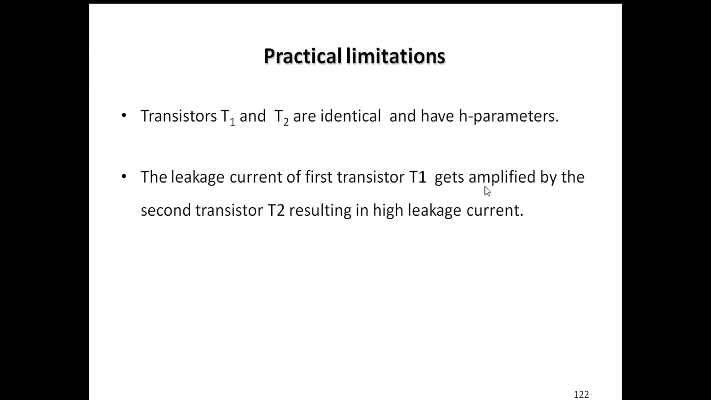The leakage current of the first transistor T1 gets amplified by the second transistor T2, resulting in high leakage current. This is one of the most important disadvantages. As it is an amplifier, if any leakage current appears at the output of transistor 1, it will automatically be amplified by the next stage transistor amplifier. Therefore, the overall leakage current gets amplified and the noise will be more.